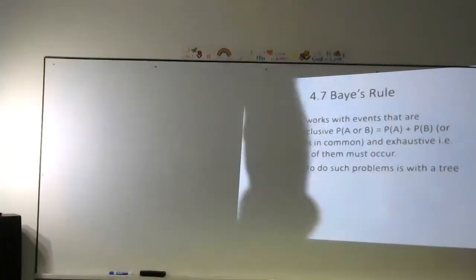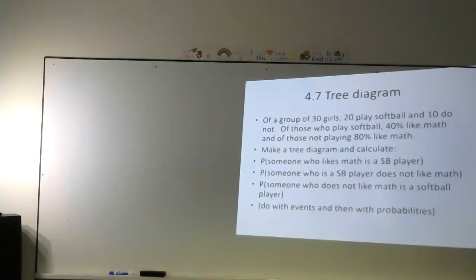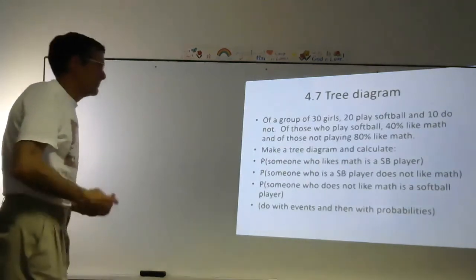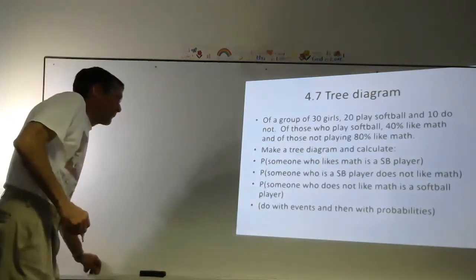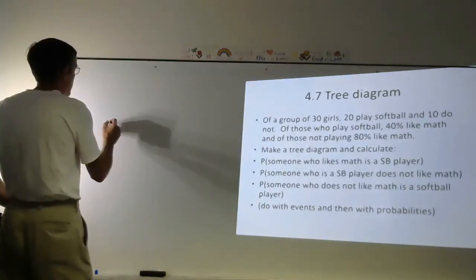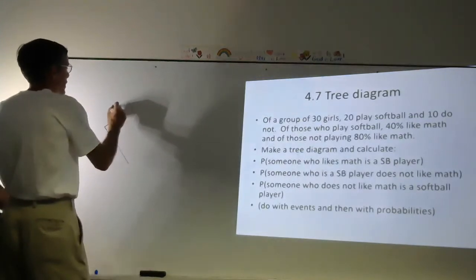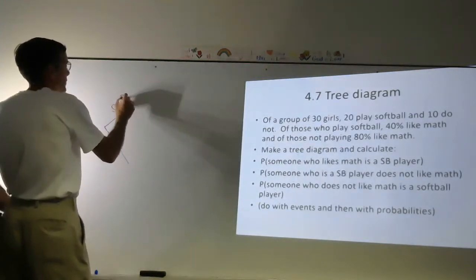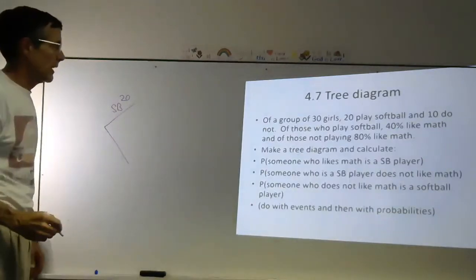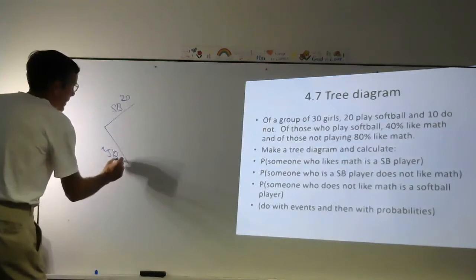There are a couple of different ways you can even do the tree diagram, but I think it is easier than adhering to Bayes' rule. All right, so in other words, if you have a group of 30 girls, 20 play softball and 10 do not. So here are the softball players, there are 20 of them, okay? Here are the girls that do not play softball, and there are 10.